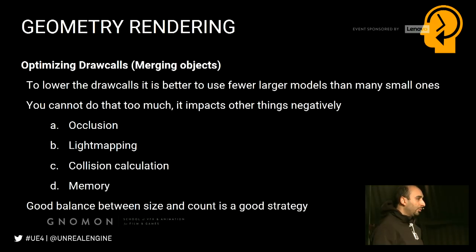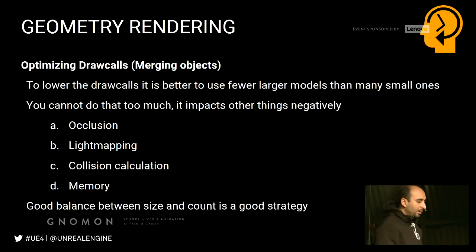The first thing we mentioned before is occlusion. If instead of having many objects assembling my scene, I merge everything into one object, I will never occlude anything in that case. Also, light mapping will be more complex to handle if we have very huge complex merged objects. Collision calculations might be more expensive because instead of having simple collisions for small individual objects, we will have to create more complex collisions to resemble the new merged objects.